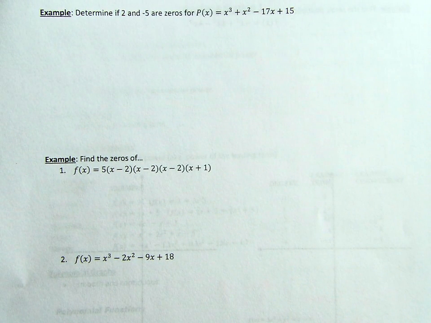So this first example at the top says determine if 2 and negative 5 are zeros of p of x equals x to the 3rd plus x squared minus 17x plus 15. How do we determine if they're zeros? Plug them in. Yeah. We're going to plug them in and see if we get zero. If we get zero, then they're zeros. If we plug them in and we don't get zero, they're not zeros. This is a plug and chug problem.